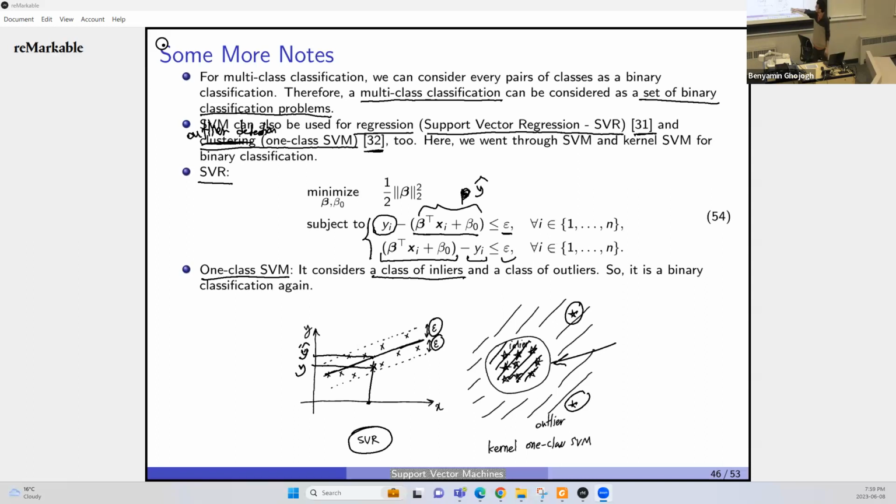If you use one class SVM without kernel, what does it do? It will say that here all of them are inliers and these are outliers using a line. Okay. So what if you have an outlier here? It will say it's an inlier, one class. But when you use kernel one class SVM, it can draw this and say this is my boundary for inliers. Okay.